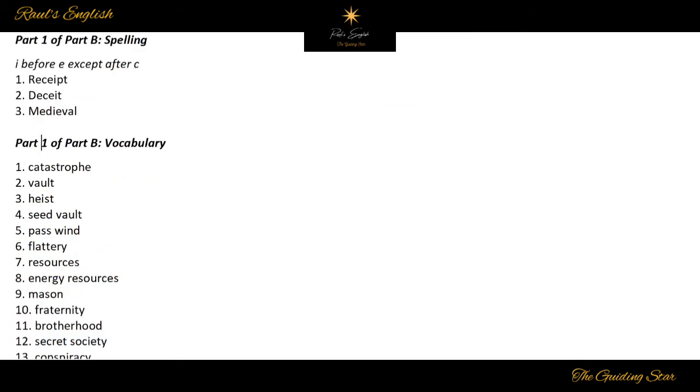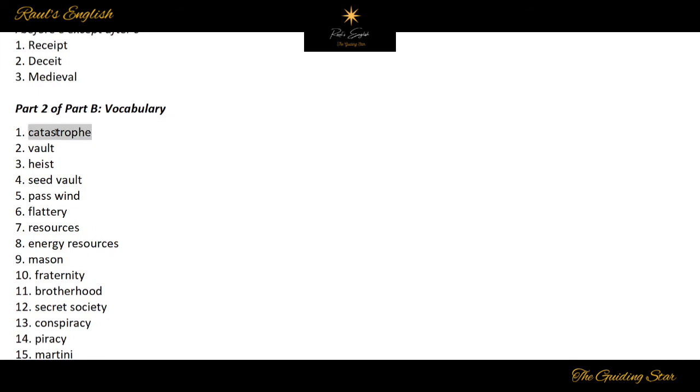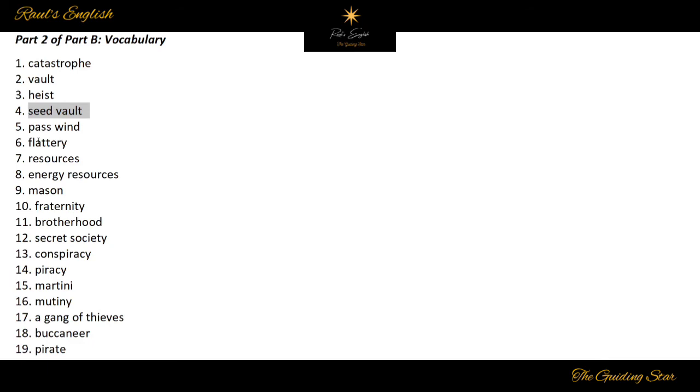Right, so part 2 is vocabulary. So we did all these words. If you've forgotten the meanings, look them up in the dictionary. Catastrophe, number 2, vault, heist, seed vault. We saw that where that was past winds. So that's sort of a phrasal verb.